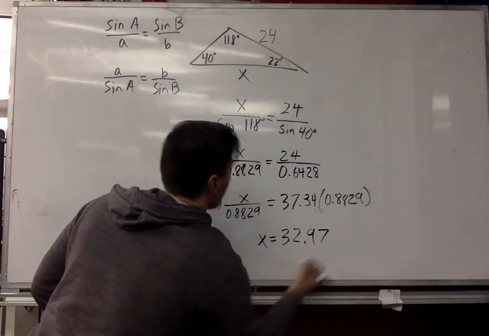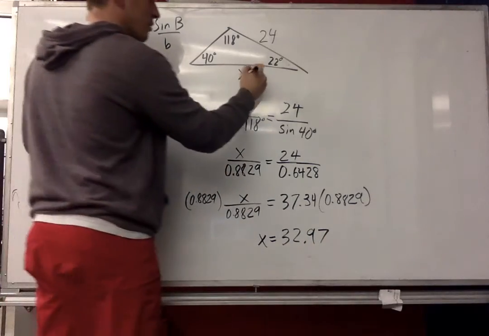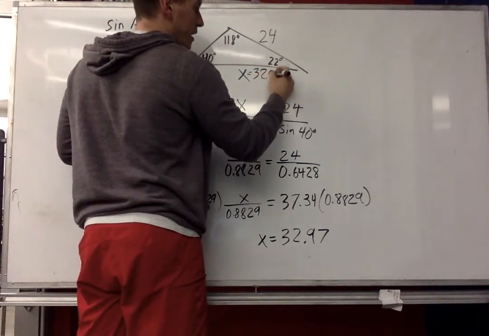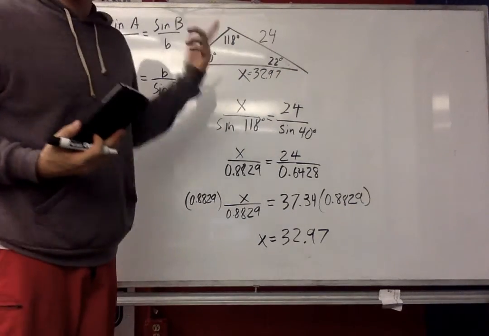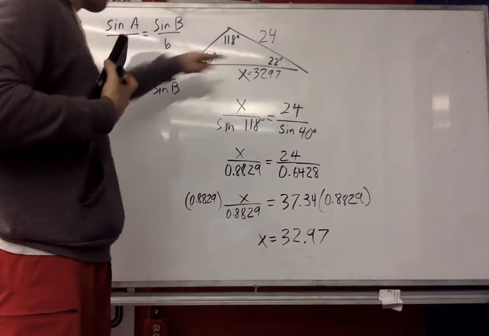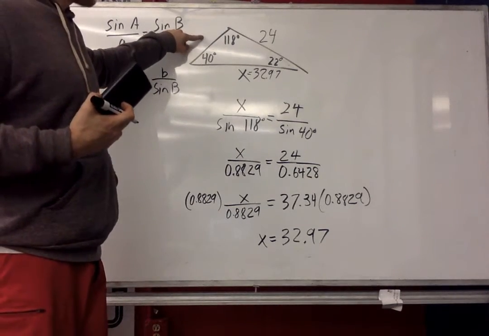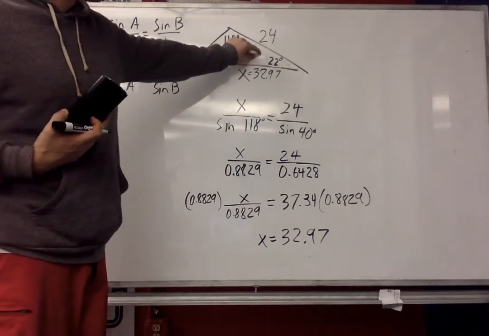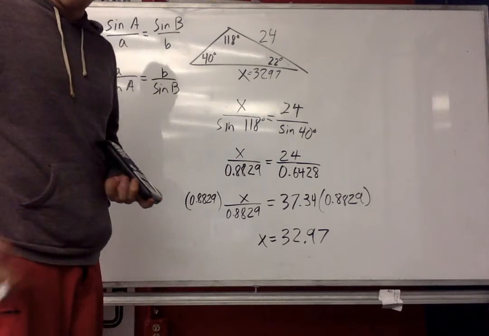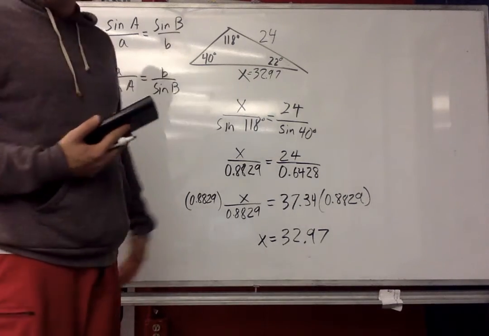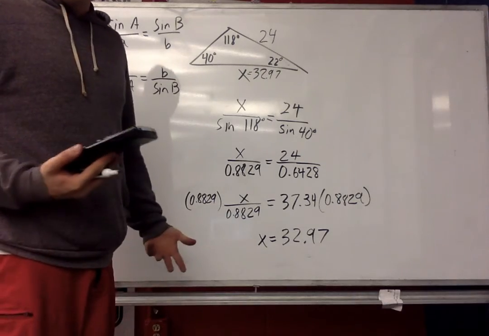32.97. If I look back up here, this actually makes sense, 32.97, because the side across from the biggest angle was bigger than the other side that I was dealing with. If I were to go and solve for this other missing side, I'd expect it to be smaller than 24 because it's across from the smallest angle. All of these things are things you can do to check yourself, but this application is super duper easy, and I trust you to be able to do it well.